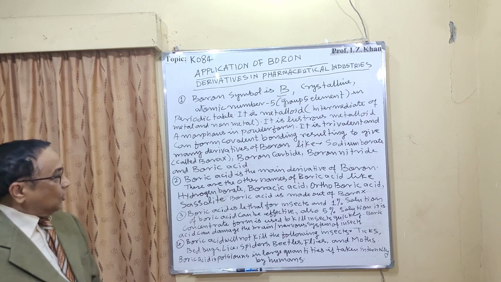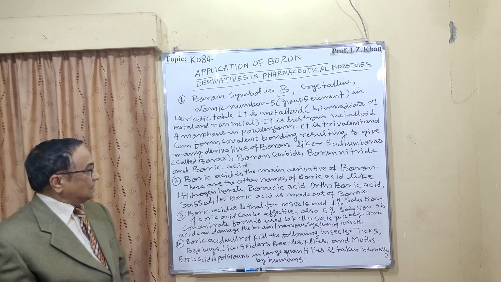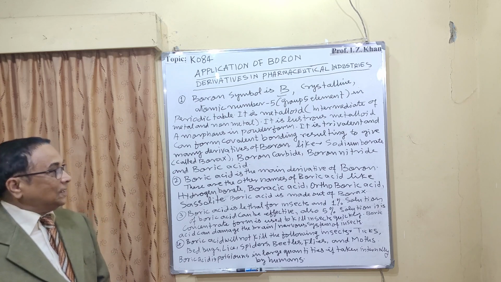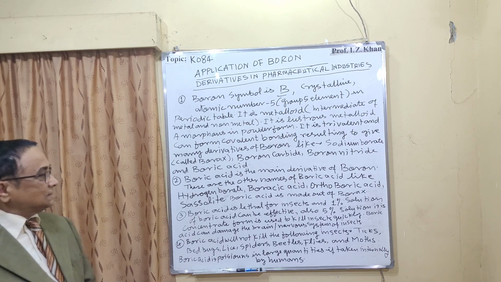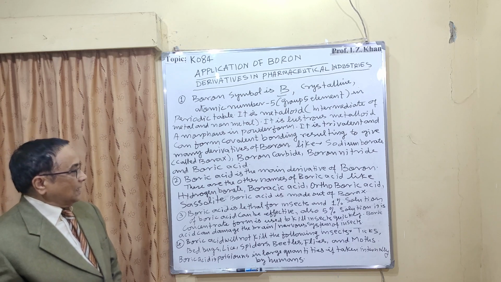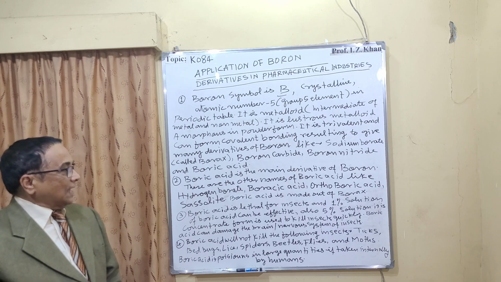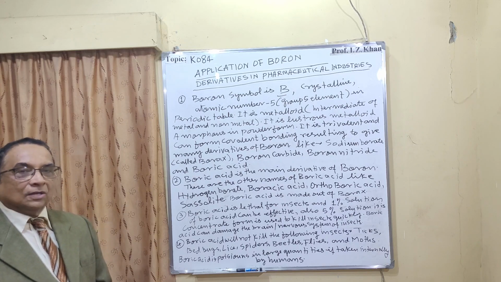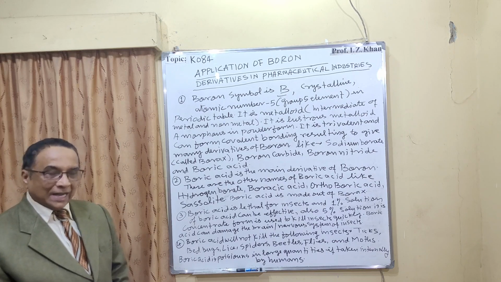And number two, boric acid is the main derivative of boron, and these are the other names of boric acid which are widely used globally, like hydrogen borate, boric acid, orthoboric acid, and sassolite. So these are all the names of boric acid. Boric acid is made out of borax.